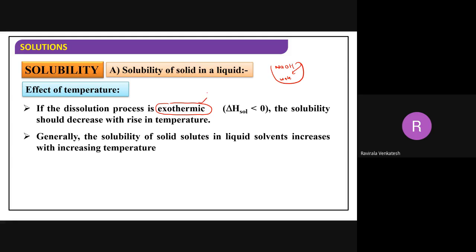Exothermic process. Whenever you take a beaker, take some water, a specific amount, and add some NaOH pellets into it, immediately the beaker becomes hot, because it's an exothermic reaction. So for an exothermic process, the solubility decreases with a rise in temperature.